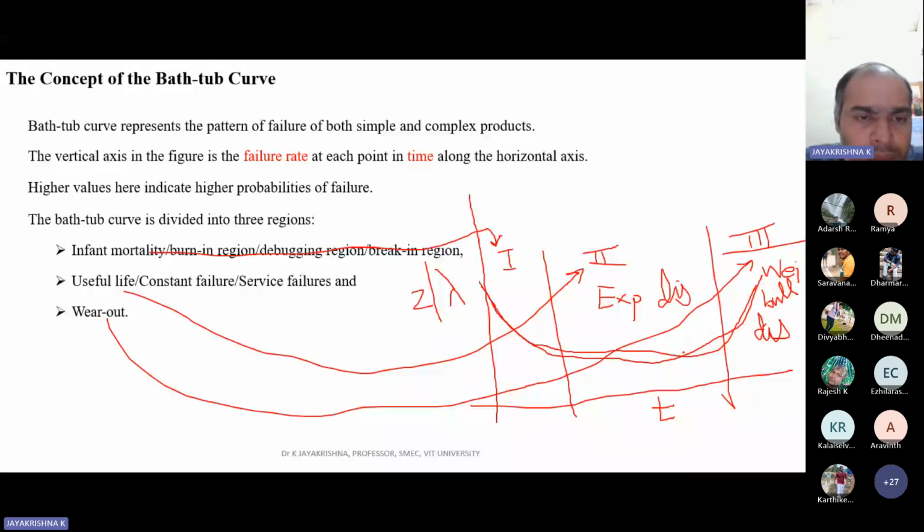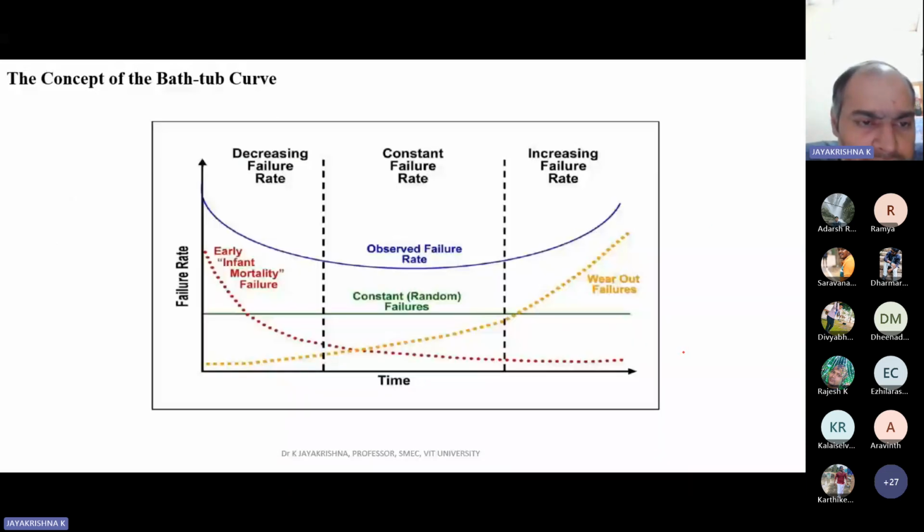How is it working? We'll see here. As I told you, this is for the failure rate, and this is for the time t. Whenever you are introducing a product inside the market, what happens in the early stages? The failures are more. Here the failures are more.